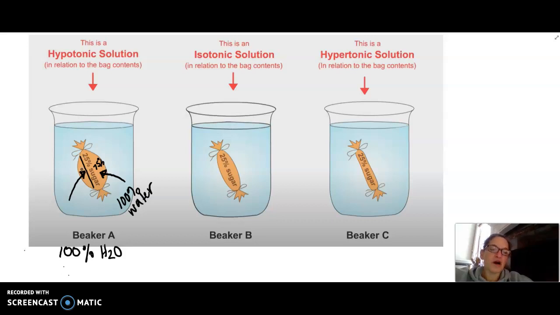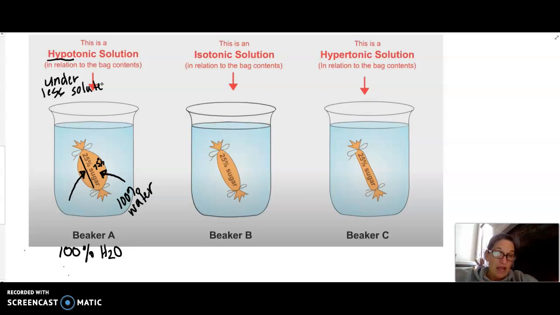It'd be like putting a water balloon on the faucet and turning it on until the balloon just ruptured. Don't try that at home. Okay, so that means that the solution is hypo. Hypo means under solute. So the solution, when I talk about hypo, that means under or less solute. So less sugar. So the solution is what's around the outside of the bag. The solution that's hypotonic has less solute. Water is going to be the most hypotonic solution you can have because it's not a solution, it's just water.